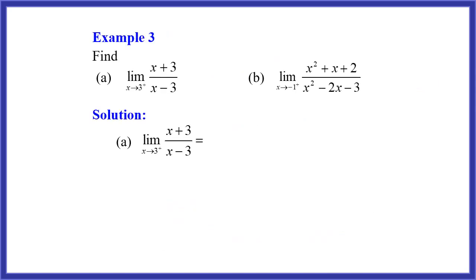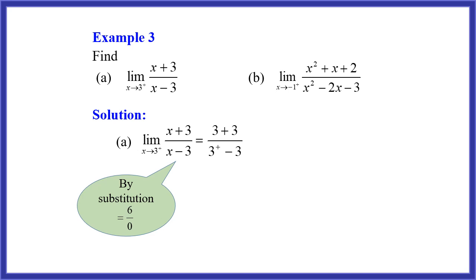So example 3. Find the limit of (x + 3) / (x - 3) as x approaches 3 from the right side. So directly we substitute the value, we get (3 + 3) / (3 from the right side - 3). The top one directly we get 6. But the bottom one, we always concern about the denominator. So we have 3 minus 3 which is equal to 0.